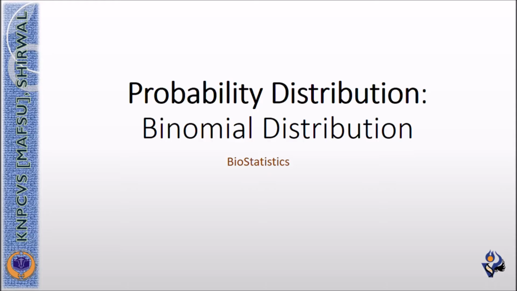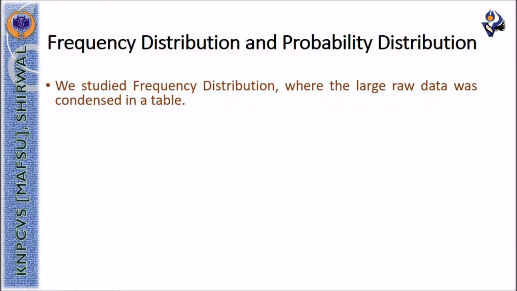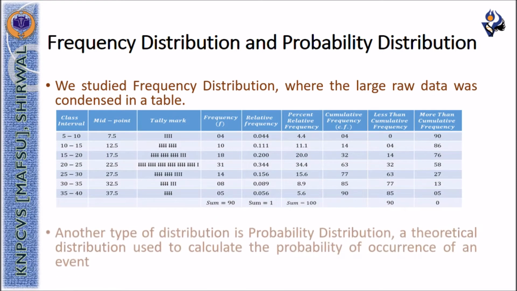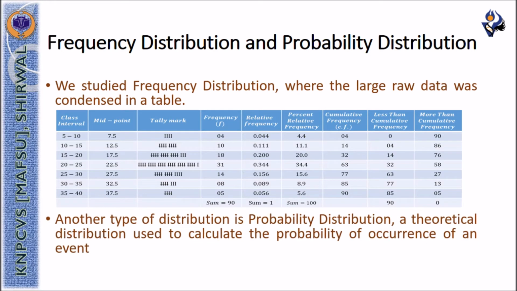Hello and welcome to the class on binomial distribution. We have studied frequency distribution, where the large raw data was condensed in the form of a table. Another type of distribution is a probability distribution, which is used to calculate the probability of occurrence of an event.